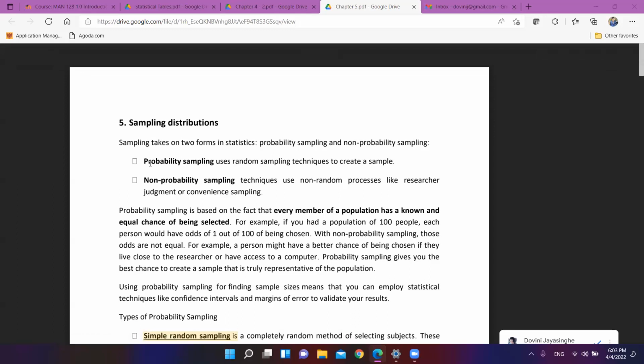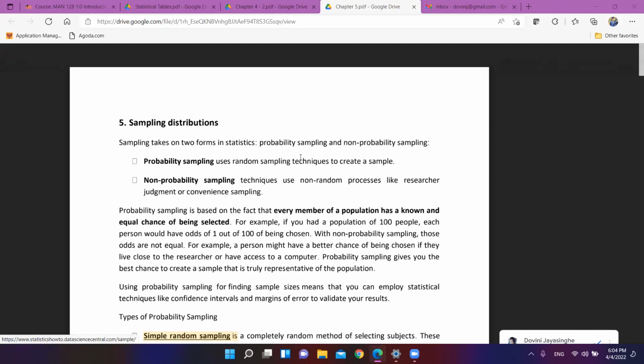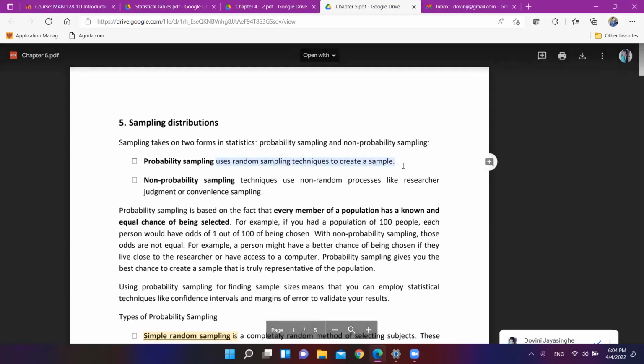Basically, you have two branches, probability sampling and non-probability sampling. Probability sampling means you draw the sample within a probability concept. You stick to a probability concept when you're drawing the sample from the population, right? It uses random sampling techniques to create a sample. There are a couple of random sampling techniques. Random means there's no pattern.